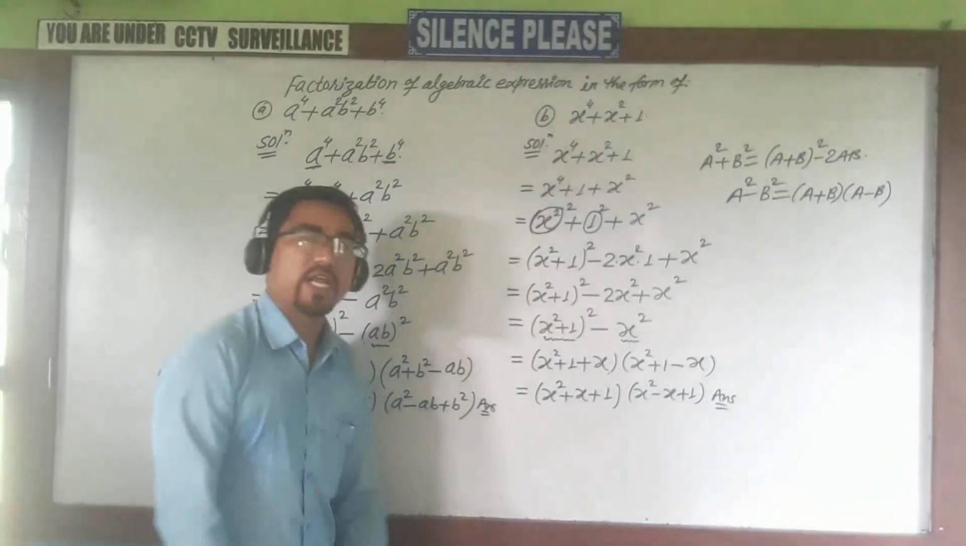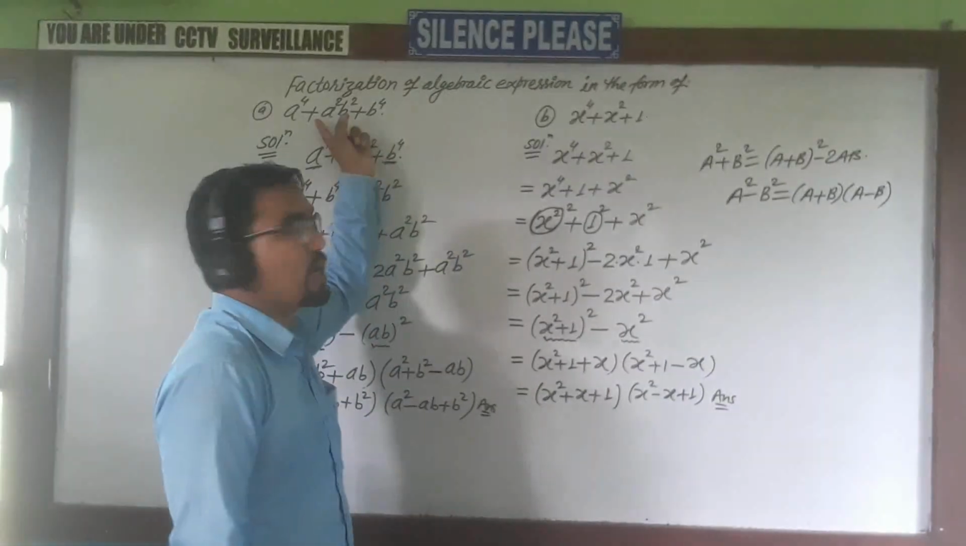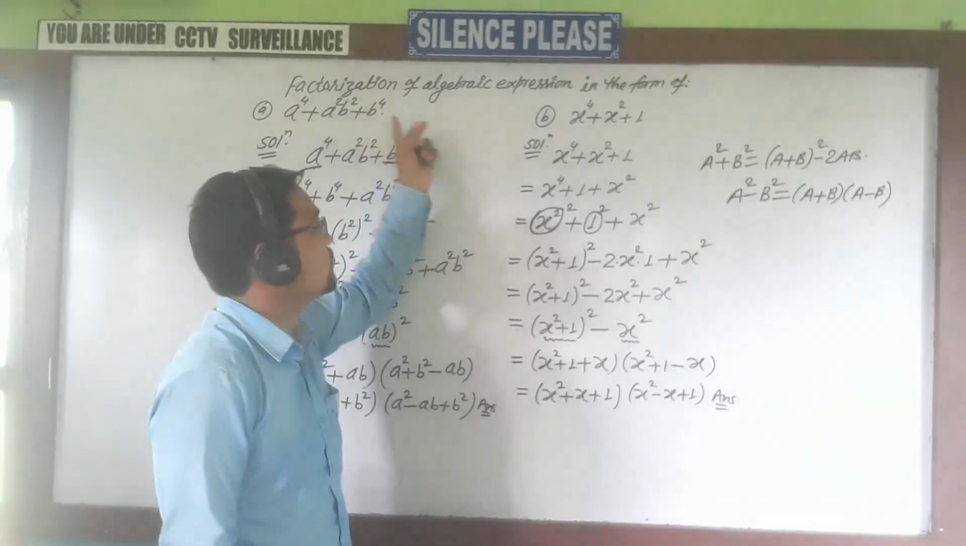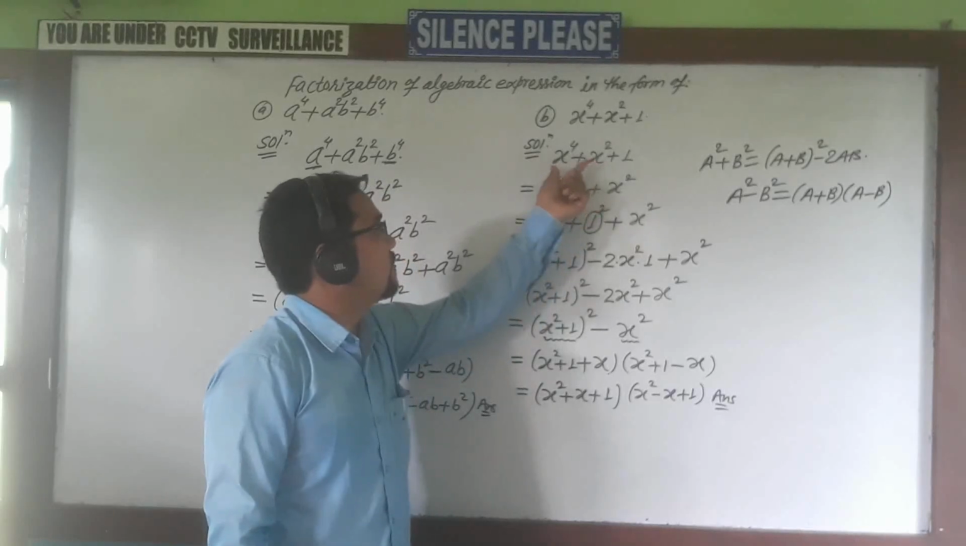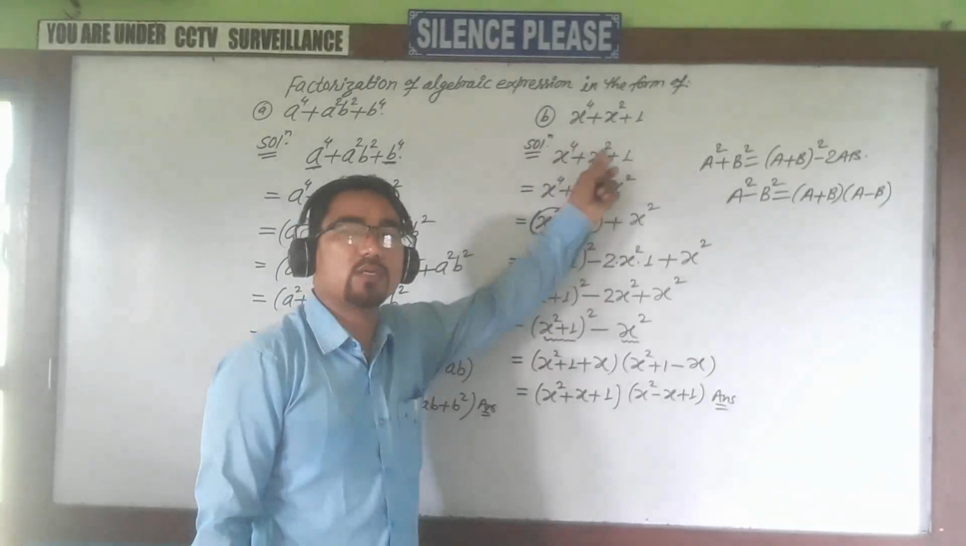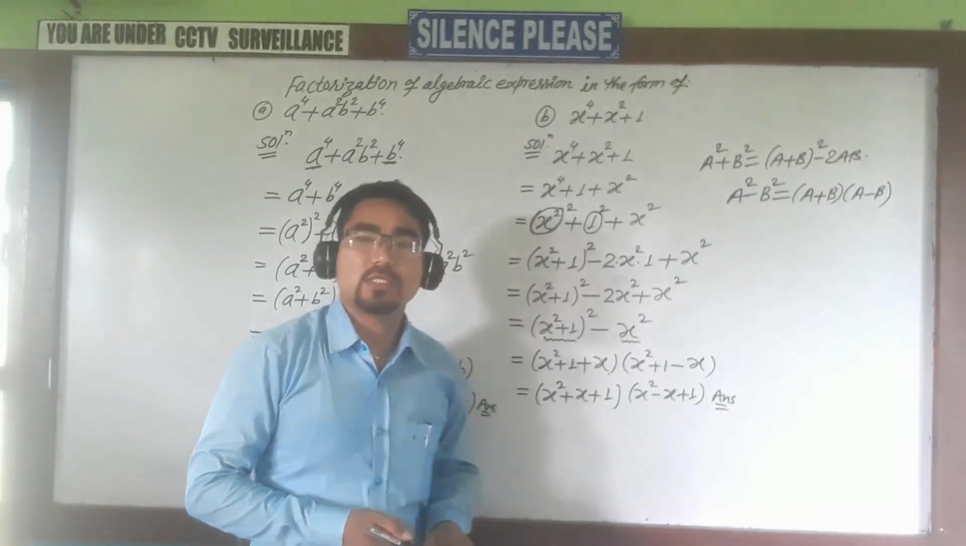So in this way we can factorize the auxiliary expression, which is in the form of a power 4 plus a square b square plus b power 4. So this is our equation. These are the two factors of this x power 4 plus x square plus 1. This is our answer. So in this way we can solve such type of questions.